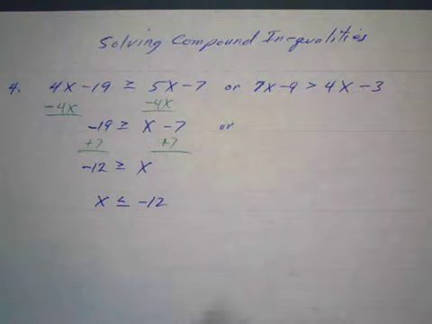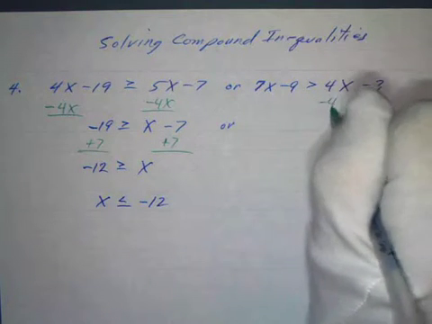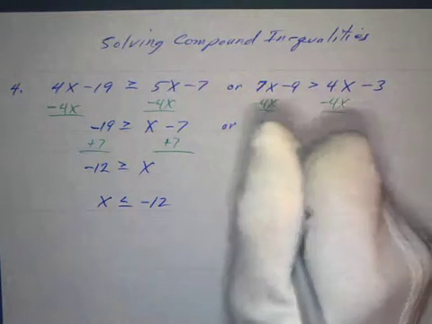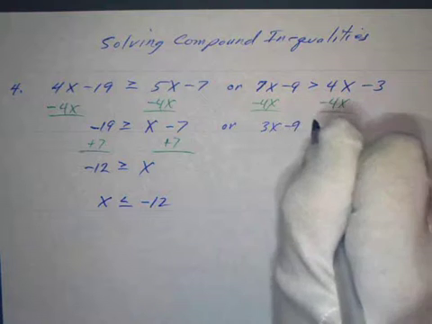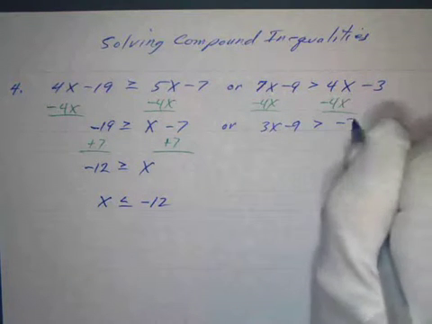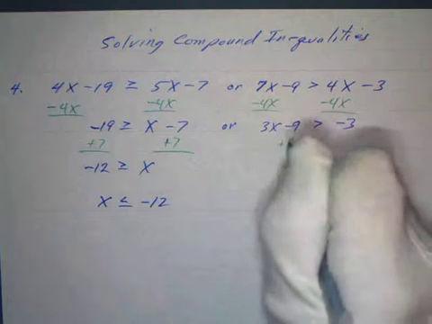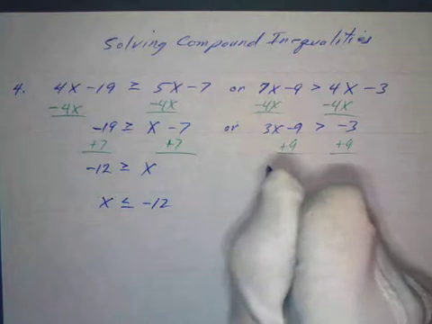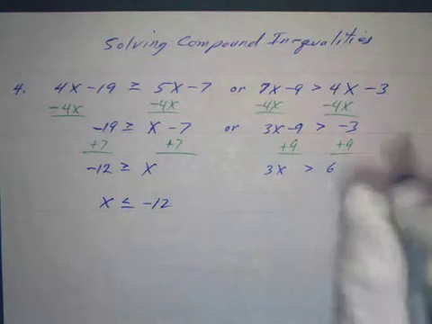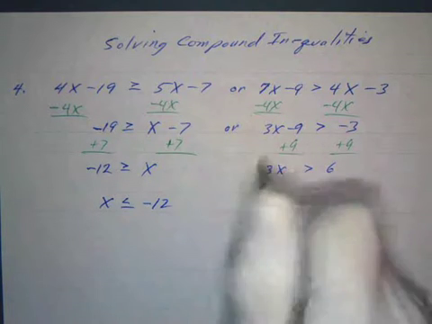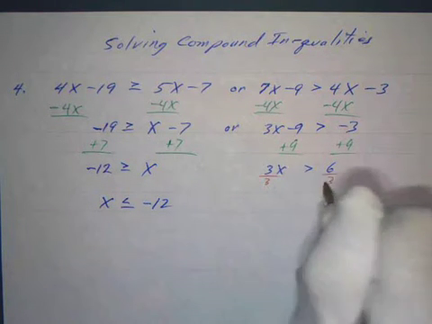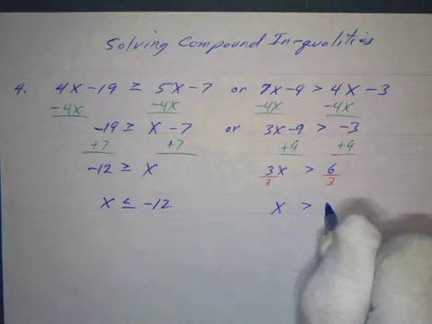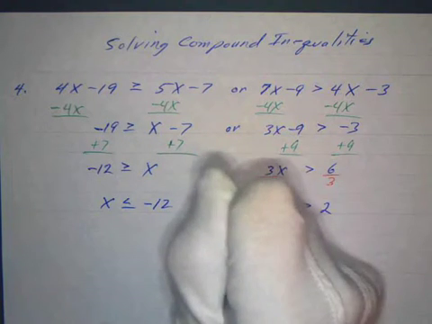And over here, what I can do is subtract 4x from both sides. And on the left, I've got 3x minus 9 is greater than just negative 3. And I can add 9 to both sides. And I've got 3x is greater than 6. I'm going to divide both sides by 3. It's a positive, so I don't need to change the direction of the inequality. So I end up with x is greater than 2. And these are all joined by an OR for disjunctions.